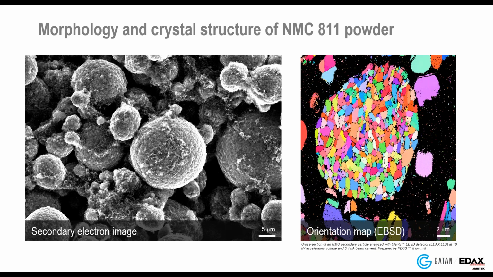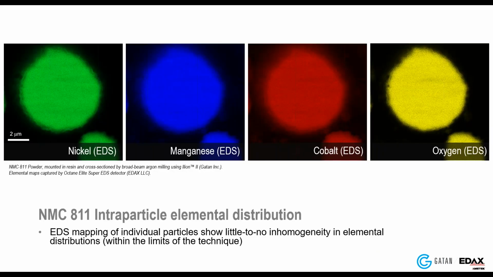What we're particularly interested in this talk today is the elemental composition of these materials. So obviously the first thing to do is to understand whether we have uniform distribution of the elements that we can identify by EDS. And on this slide, you can see that within an individual particle, we see little to no variation in the elemental distributions, or at least within the spatial resolution of the technique.